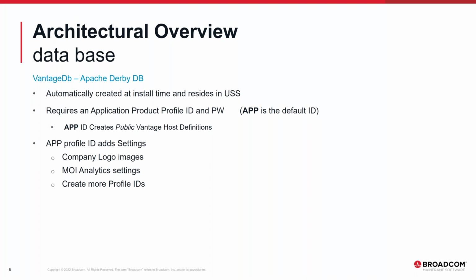So in the settings, when you're logged on with the APP ID profile, you can add your company logo for some of the reports. If you have the MOI product that does the analytics, Vantage sends metrics to MOI, so you'll have to add that information into the settings. And then we also allow you to create more than one profile. Sometimes when there's more than one storage administrator, each of you might want your own profile ID, so we allow you to create multiple ones.